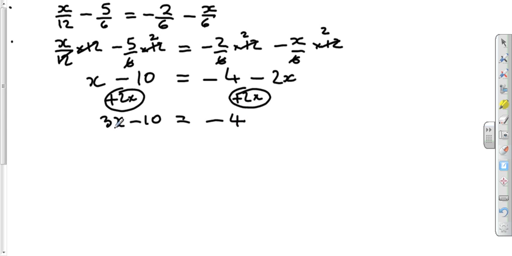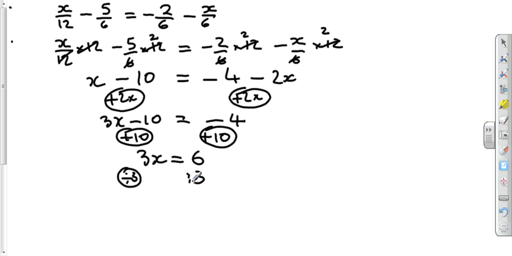Now we want to get 3x on its own, so we can work out what x is. We need to move the minus 10. The inverse of minus 10 is to add 10. So you add 10 to both sides. Minus 4 plus 10 is 6. And then lastly, divide by 3. And we end up with x equals 2.